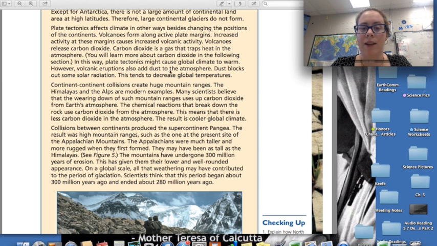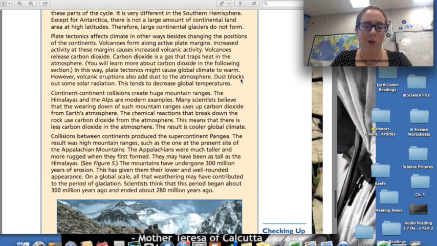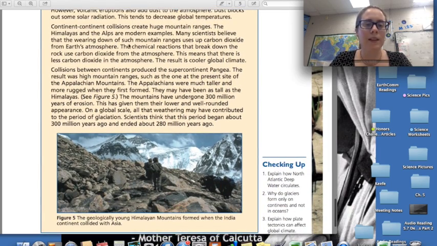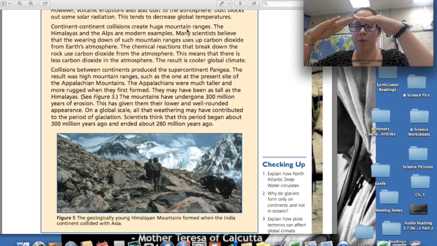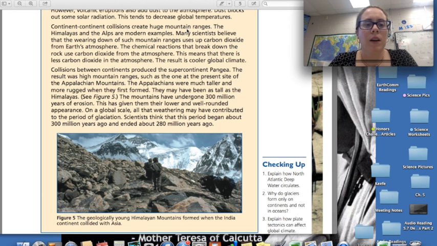However, volcanic eruptions also add dust to the atmosphere. Dust blocks out some solar radiation. This tends to decrease global temperatures. We know about that. Continent-continent collisions create large mountains. They go boom and they go up. The Himalayas and the Alps are modern examples.